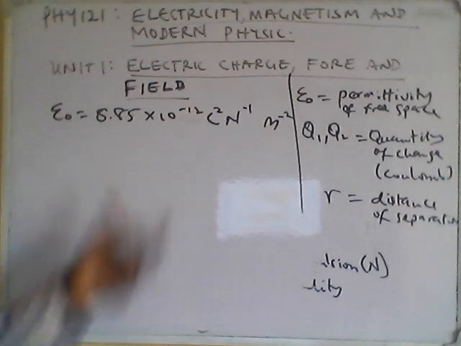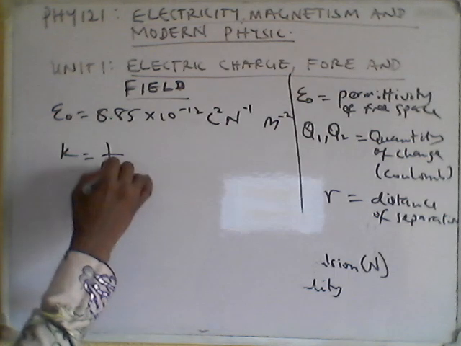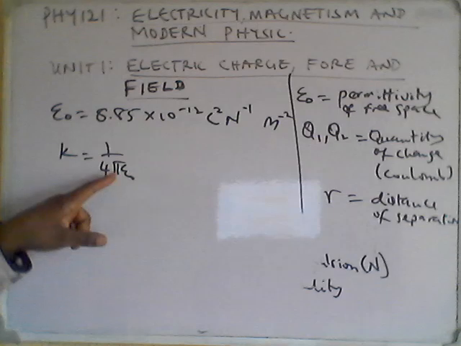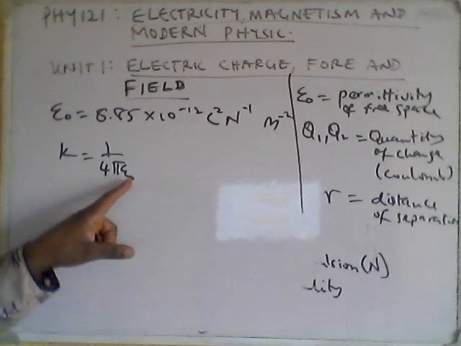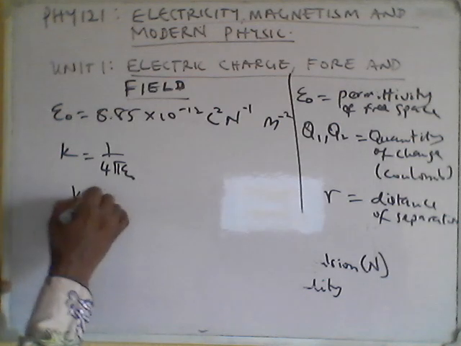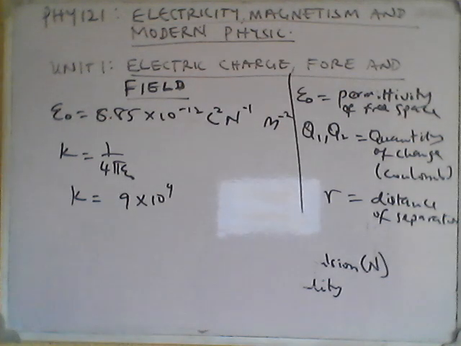It's a constant. By the time you put this inside, K is equal to 1 over 4 pi epsilon naught. 1 is a constant, 4 is a constant, pi is also a constant, 3.142. Epsilon naught is a constant. By the time you put all the values there, K in itself is 9 times 10 to the power 9. You understand? So that is what K is. Okay, so we are going to quickly take an example to buttress this.